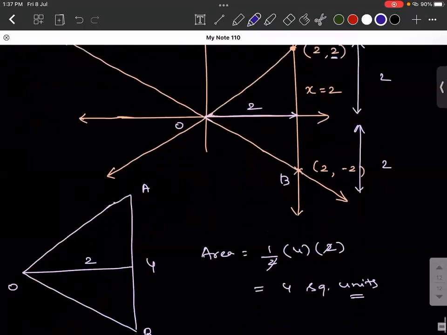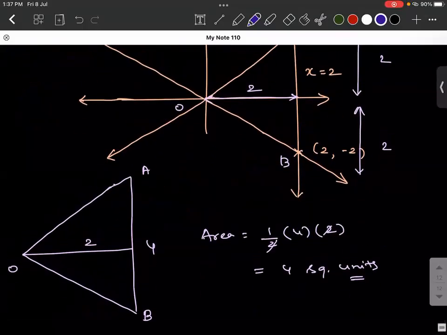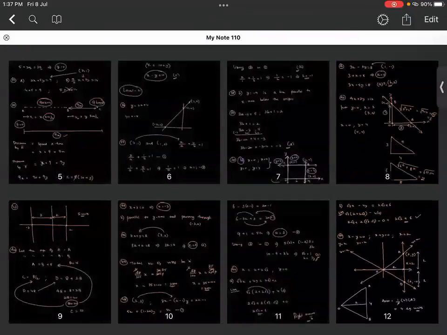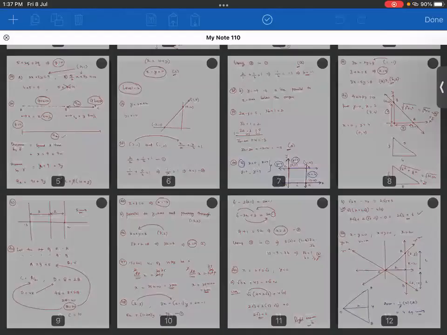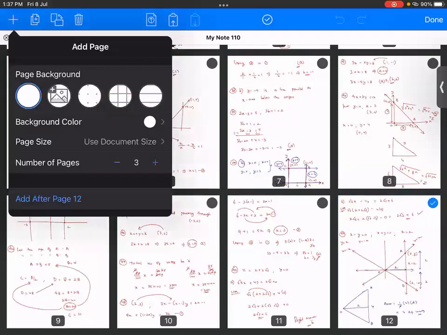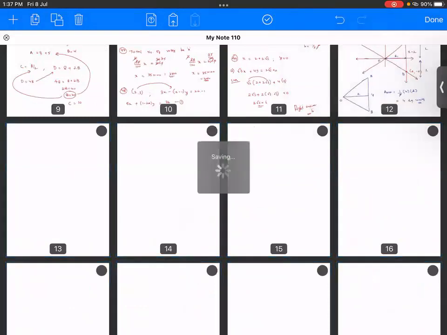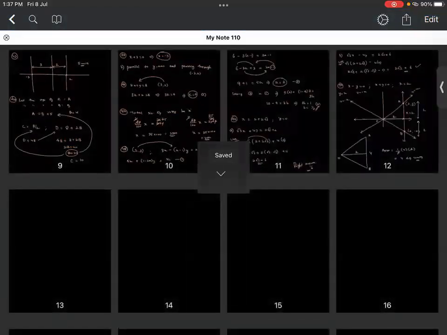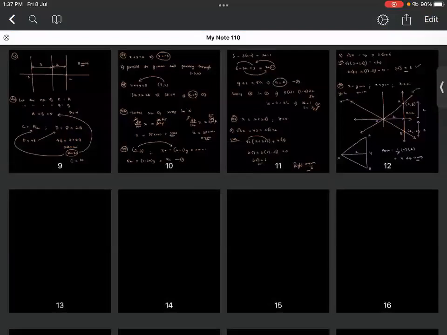Done? So we're done with 50 problems, right? We'll do some assertion reason also. So shall we do some match the following? Yes, sir. Can we do it a little fast? Check them.